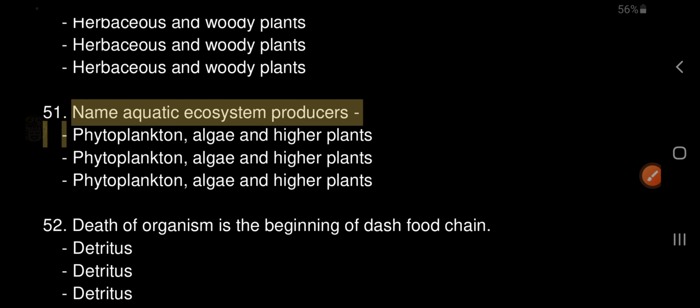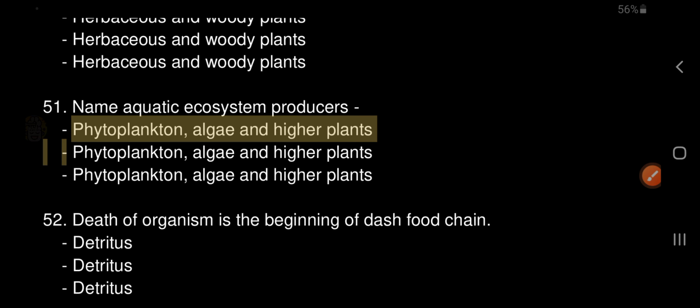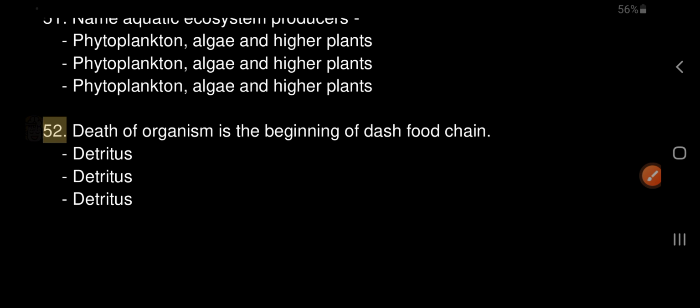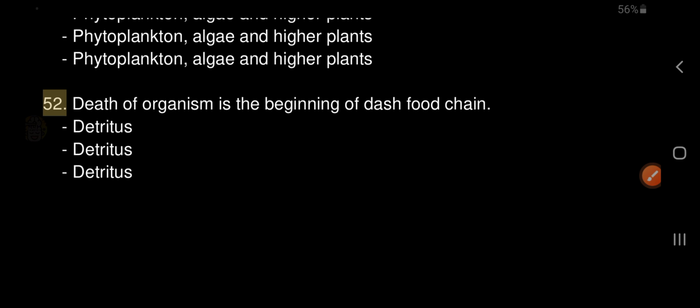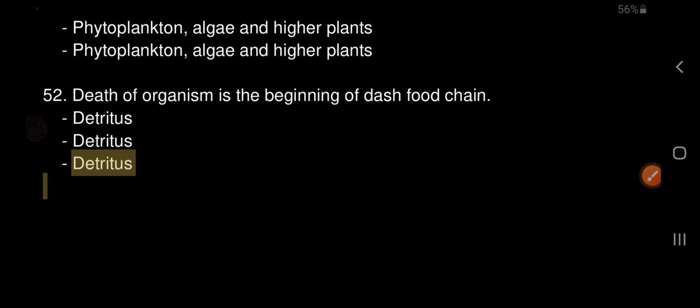Phytoplankton, algae and higher plants. 52. Death of organism is the beginning of dash food chain. Detritus. 53. Secondary carnivores are primary, secondary, tertiary consumers.